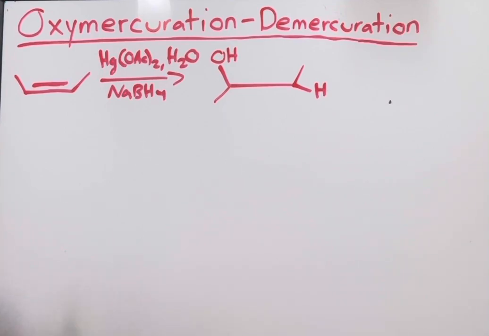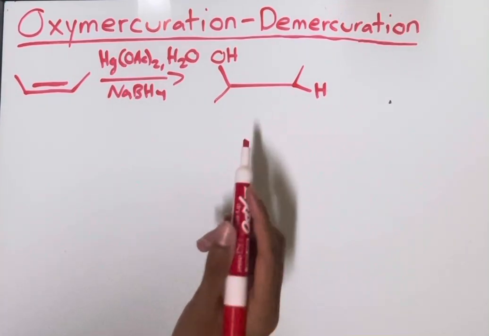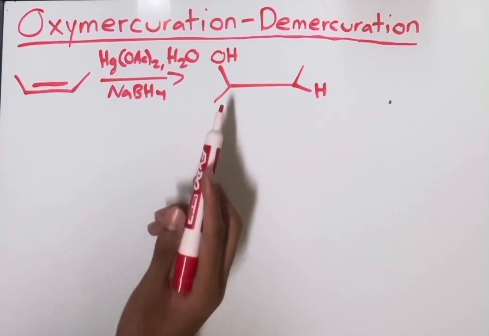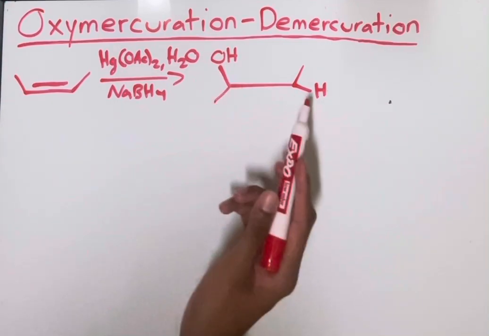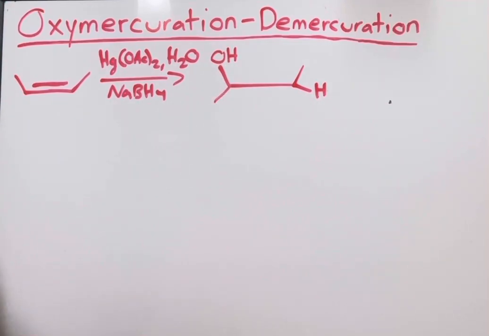Now our final product is here, where our alkene is gone and instead we have an alcohol and a hydrogen right here. So here is the mechanism as follows.